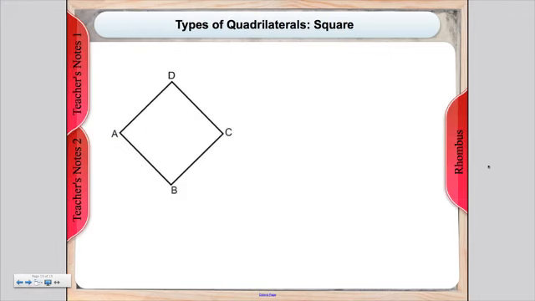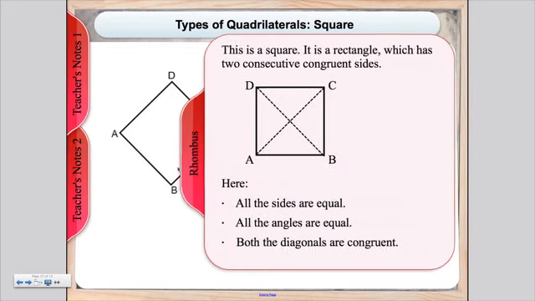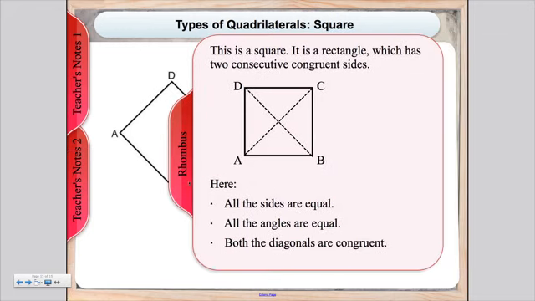Okay, last but not least is the square. Even though this is labeled a rhombus, it is a square. Sorry about that. Write the notes of what a square is.